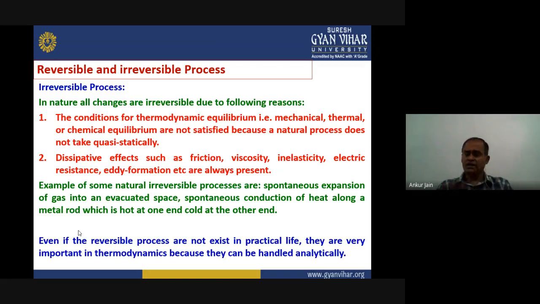So why is it important? Why are we considering these? We should leave it and consider only irreversible processes. But from the thermodynamic point of view, for thermodynamic calculations, it is important to consider the ideal conditions, because we cannot track the practical conditions for the actual calculations.